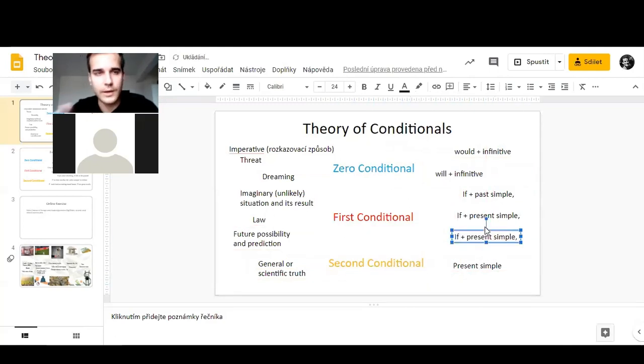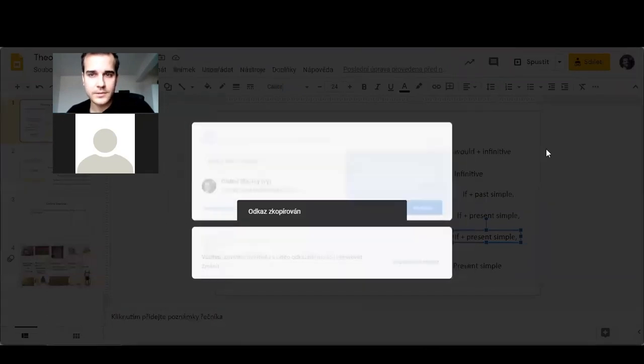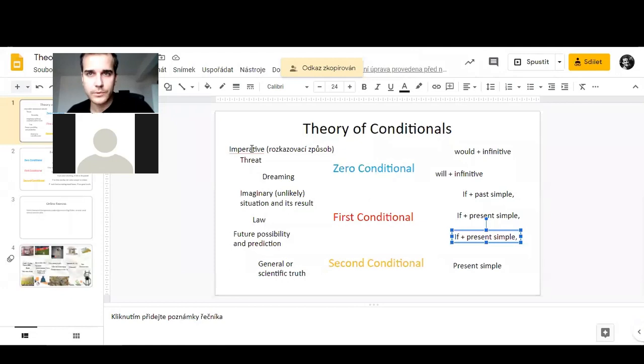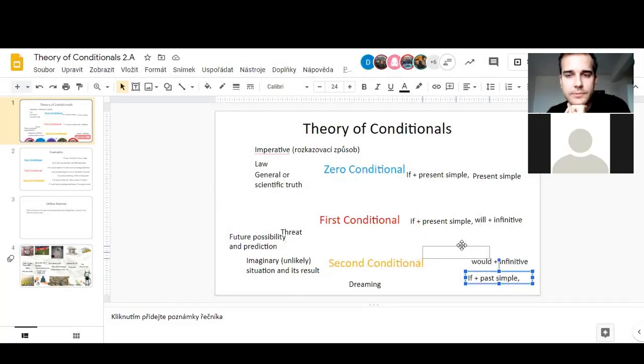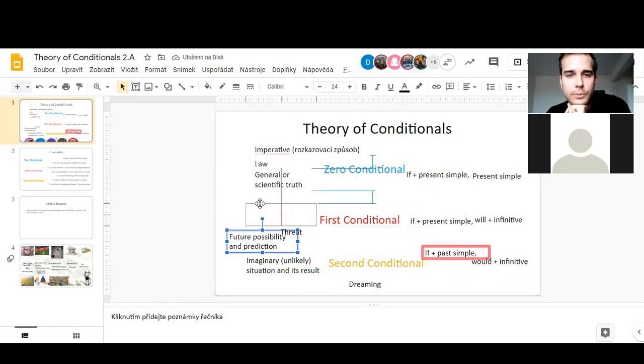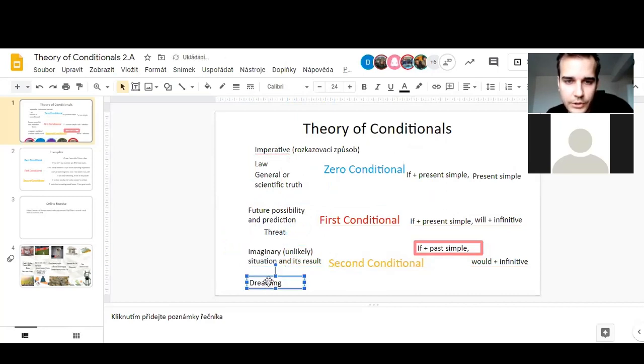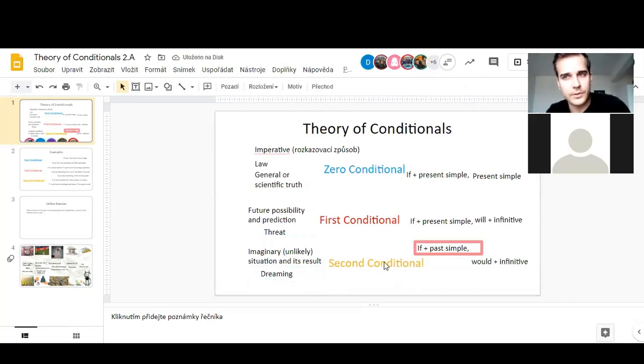So on the right, you have the form, and on the left, you have the situation. Let me share the link with you guys. And if you are sure about these things, then put it to the right place, okay? I want to see what you know. So just like this, it's fine. But this here, so the future possibility, guys, or prediction. Then we have a threat for the first conditional, and then the second conditional, imaginary or unlikely situation, and its result. So as you see here, guys, now this is correct, okay?